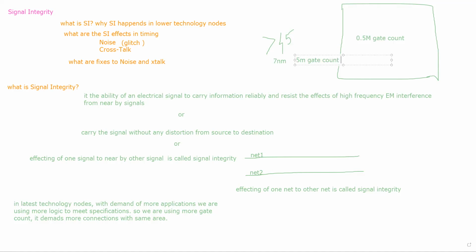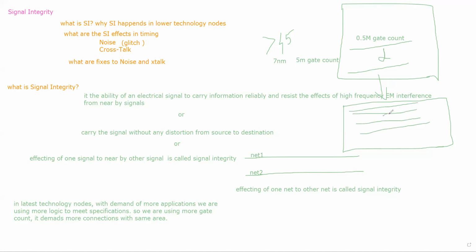If you are using 5 million gate count, it increases the number of connections in the same area, and then it will decrease the distance between two signals. Let's say at 45 nanometer the distance between two signals is d. In the latest technology node, with the same block in the same area, because of the increase in connectivity, the number of connections will increase, and now you can see this d is very small.